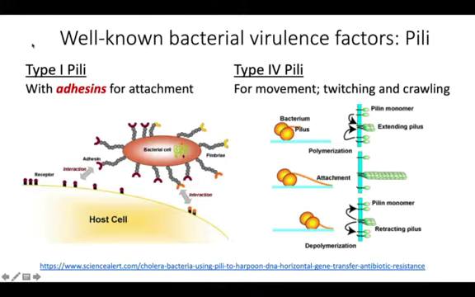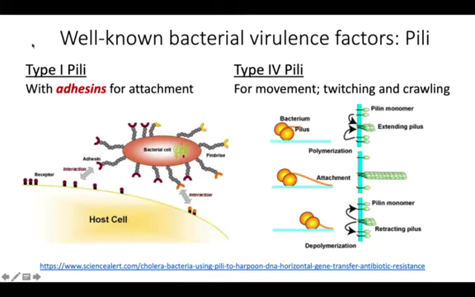Another virulence factor is pili. Now, if you remember, the pili are used for attachment. I'm not talking about the conjugation pili, which are used for something other than attachment, but the pili that attach. We've got two types, type 1 and type 4. Type 1 is the one you typically think of for attachment. They have these little sticky compounds, these adhesins, at the end of the pili that will attach to a host cell.